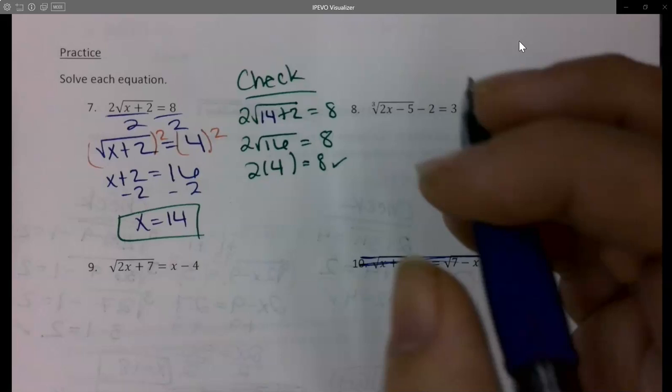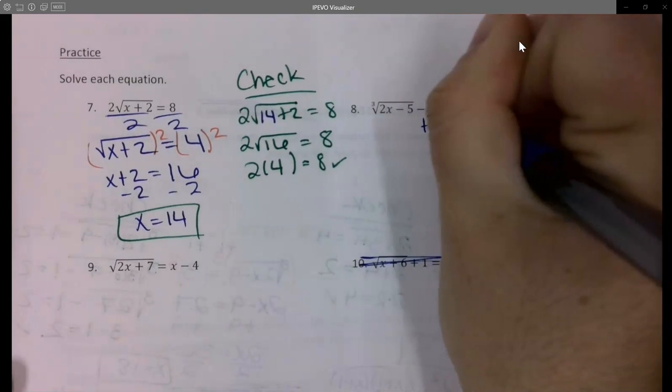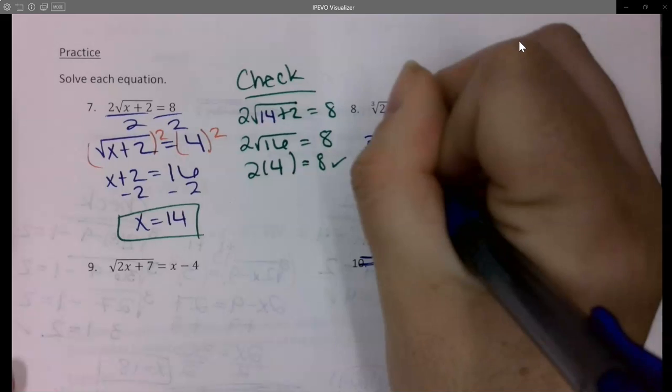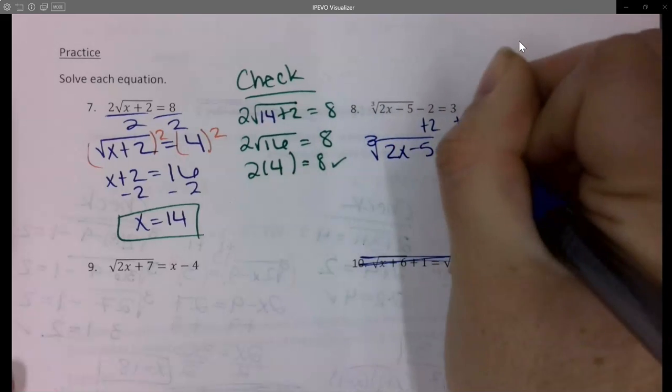Okay, now number 8, I want to start off by adding 2 to both sides. Which gets me 5.